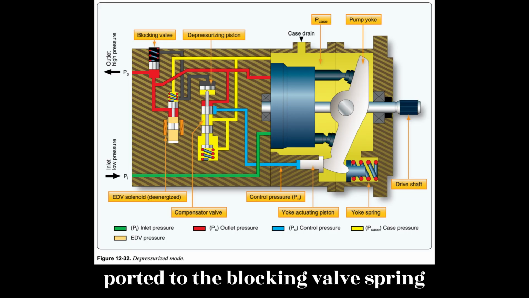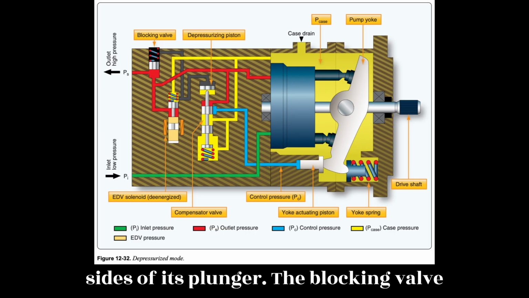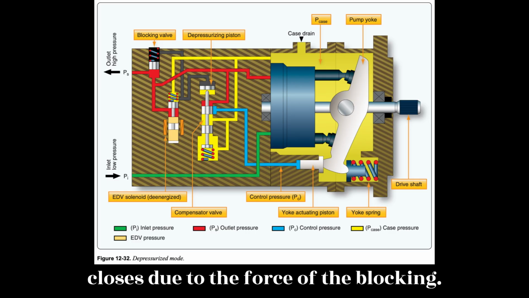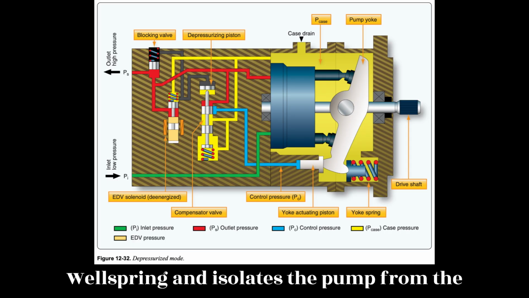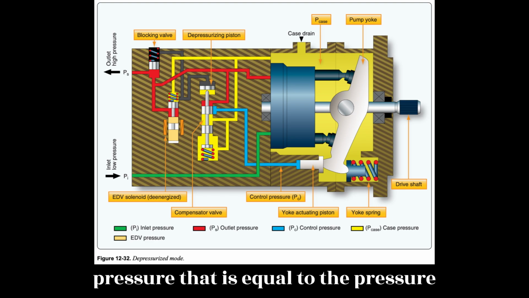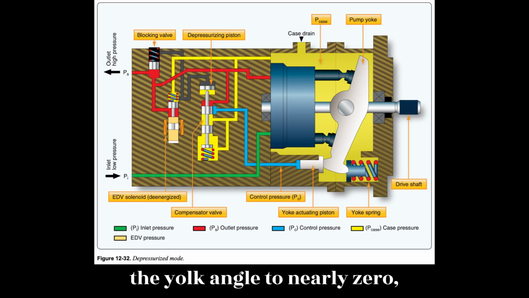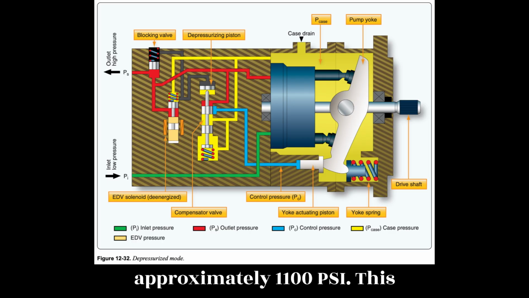Outlet fluid is also ported to the blocking valve spring chamber, which equalizes pressure on both sides of its plunger. The blocking valve closes due to the force of the blocking valve spring and isolates the pump from the external hydraulic system. The pump strokes itself to zero delivery at an outlet pressure that is equal to the pressure required on the actuator piston to reduce the yoke angle to nearly zero, approximately 1100 psi.